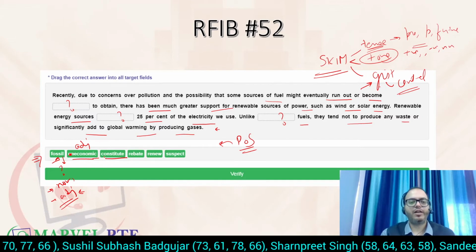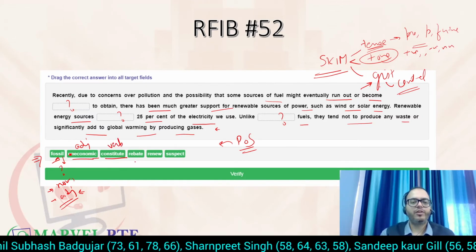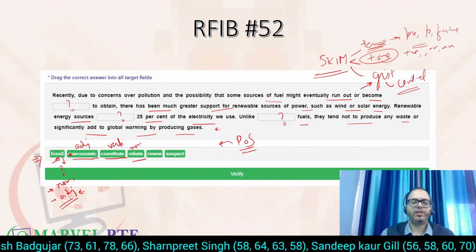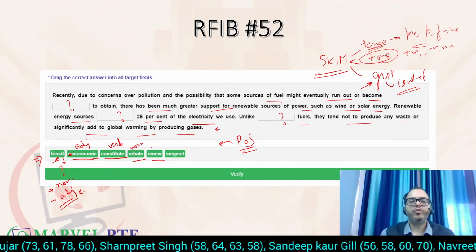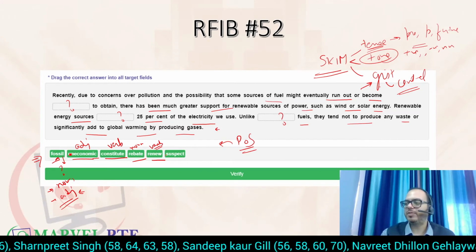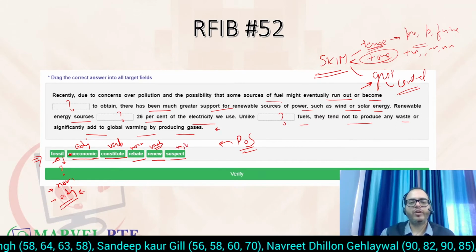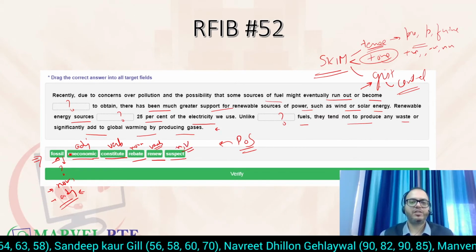Constitute, meaning to be a part of something, is a verb. Rebate, again a noun, like what percent rebate. Renew, verb, to renew something, to use it again, we call it renew. Suspect can be a noun as well as a verb, to suspect something.